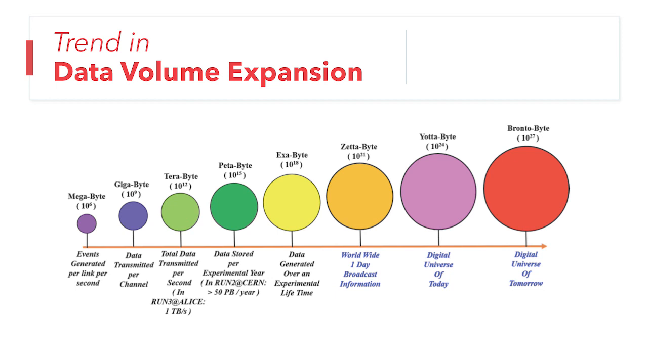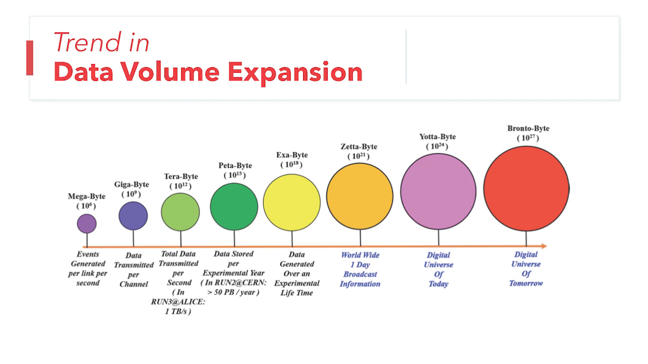The next part I want to highlight is the data volume expansion that is going on in high energy physics. As you can see, the event data generated per link per second is in megabytes. Next, the data transmitted per channel is in gigabytes. The total data transmitted per second at CERN in ALICE Run 3 is in terabytes. Run 3 is the run that is supposed to be going on by now, but because of COVID-19 it is delayed.